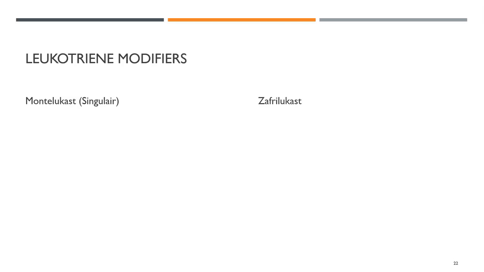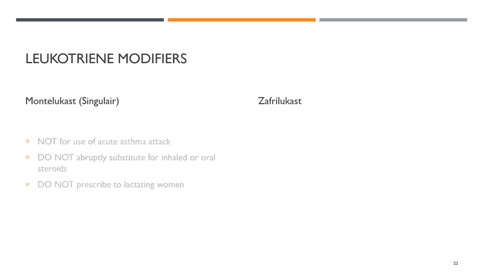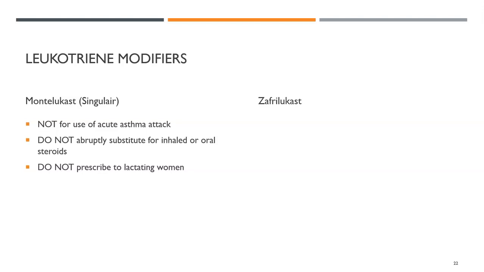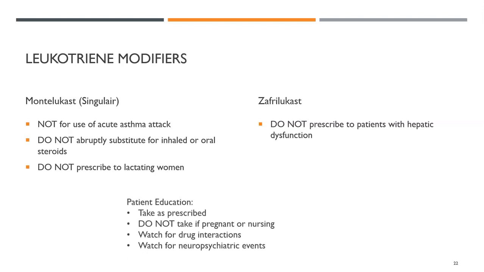So, what are these leukotriene modifiers? Well, Singulair. Montelukast. Singulair is really good. But you don't use it for an acute asthma attack. You don't substitute it for an inhaled or an oral steroid, and you don't give it to lactating women. Singulair is used a lot for asthmatics, to control their asthma. Now, zafirlukast, don't prescribe to patients with hepatic dysfunction.